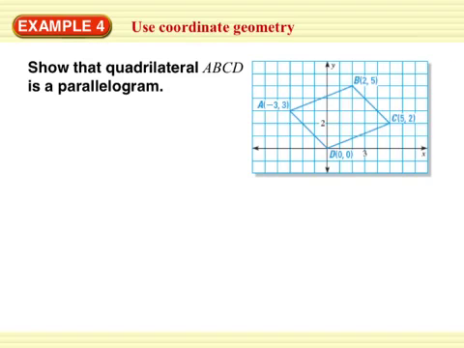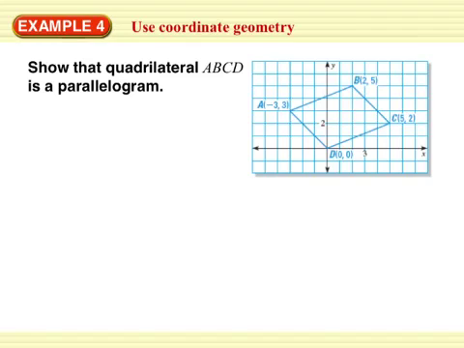All right, show that quadrilateral ABCD is a parallelogram. Yes, you're going to need some graph paper for this lesson. So you're showing that it's a parallelogram. How do we do that? You're going to need, for your homework, the midpoint formula, the distance formula, etc. So I'm just going to pick some points and show that two segments are congruent.